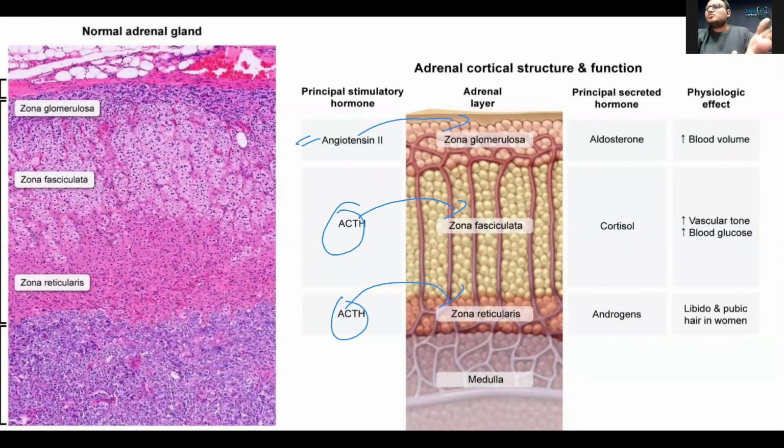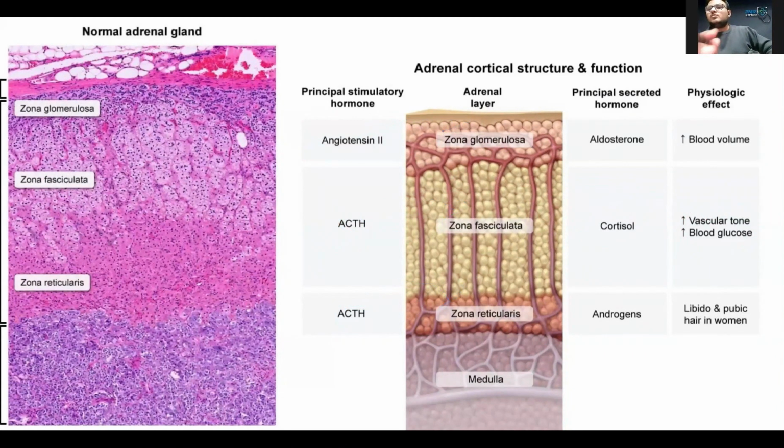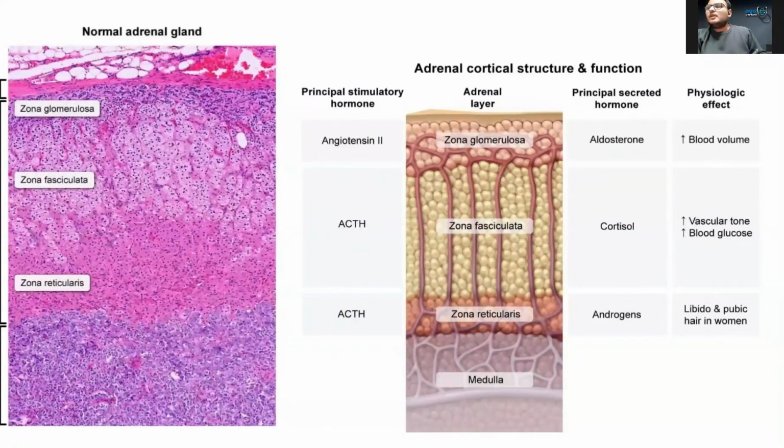So you should know which zone is producing which hormone and what will be the effect. We'll discuss in detail in our next lecture. Blood glucose is controlled by the ACTH cortisol. Due to this, cortisol increases not only the vascular tone but also the glucose. It causes glucose resistance, insulin resistance also. And androgens are released by zona reticularis, which improves the libido and protects hair in women. So you should remember which hormone is released and how its action is on the different zones.